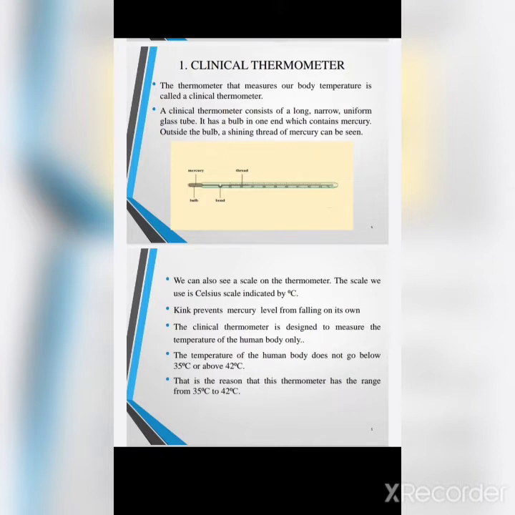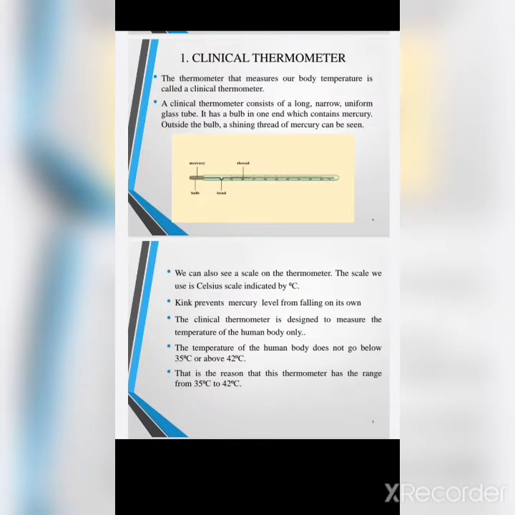Mercury is the only liquid metal. Outside the bulb, a shining thread of mercury can be seen. We can also see a scale on the thermometer. The scale we use is Celsius, which is indicated by the letter C. As you can see in the picture, there is a bend, or we call it a kink. The kink prevents the mercury level from falling on its own.